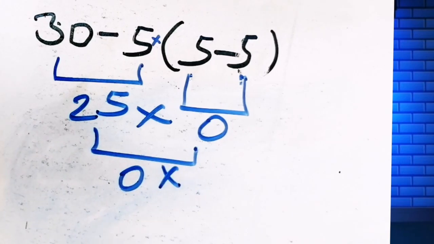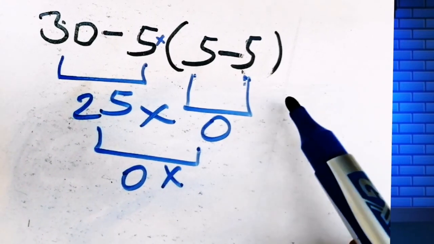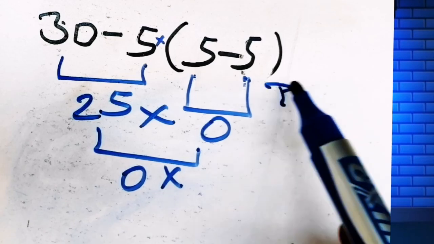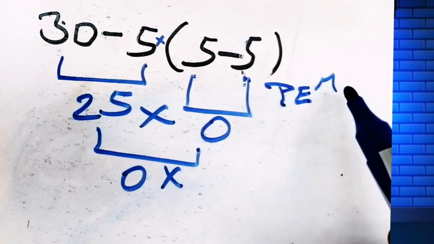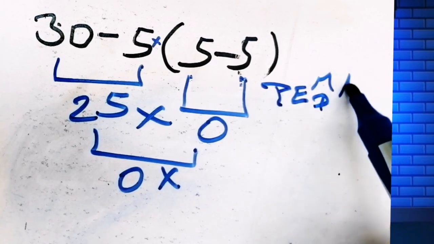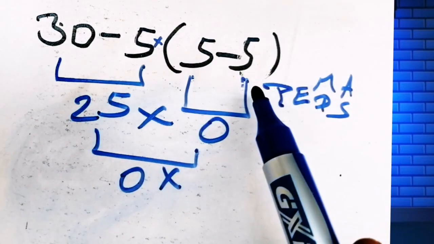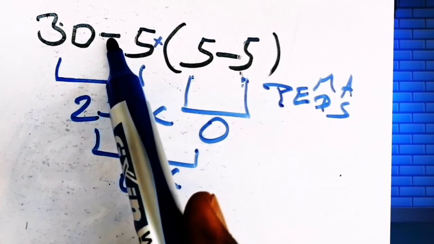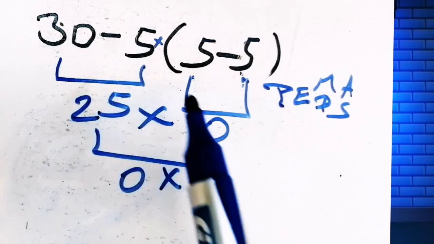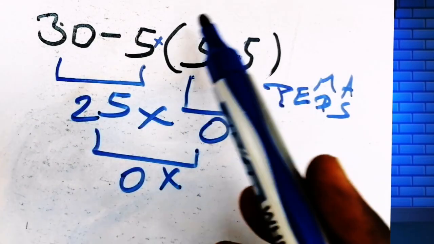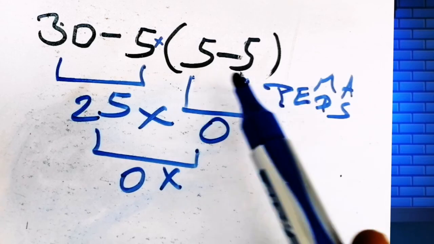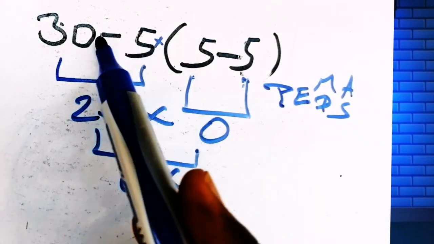But this answer is not correct, because according to the order of operations, PEMDAS, first we have to do parentheses, then exponent, then multiplication or division, and finally addition or subtraction. In this expression, there is one parenthesis, here one multiplication, and here there is subtraction. According to PEMDAS, first we have to do this parenthesis, next this multiplication, and finally this subtraction, okay?